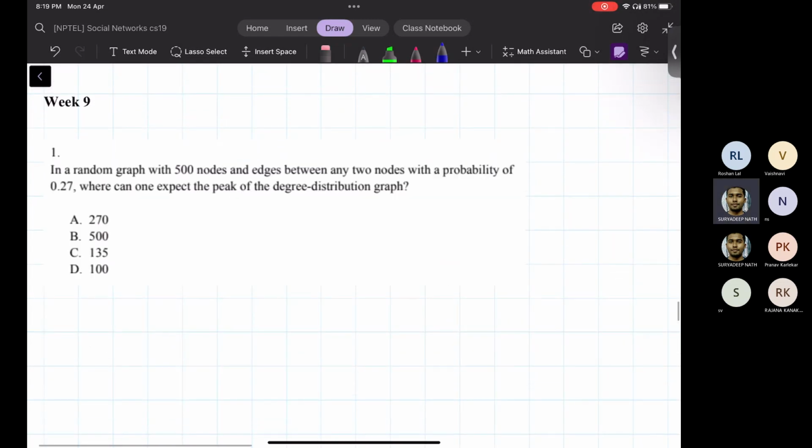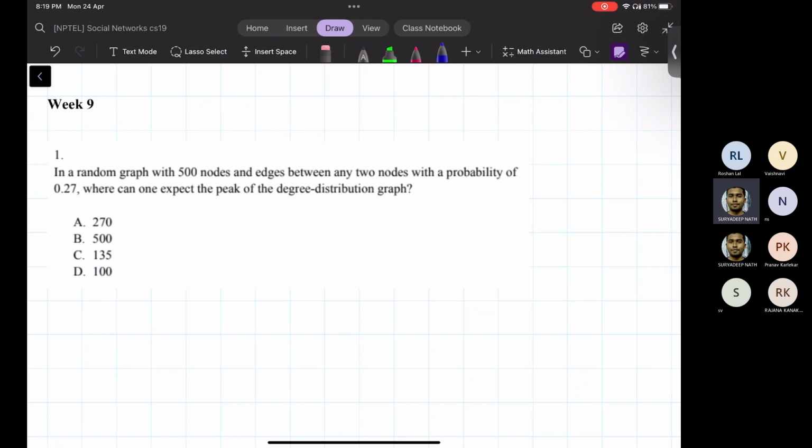Coming to week 9, in a random graph with 500 nodes and edges between any two nodes with probability 0.27, where can one expect the peak? So this is the Erdos Renyi model.